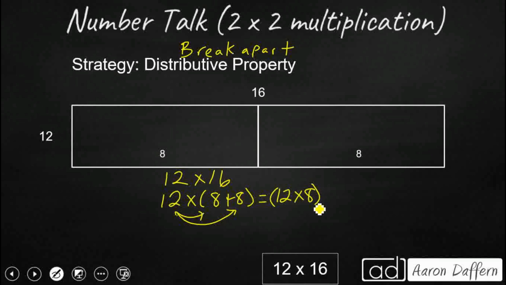So I'm just going to multiply it by that half, and that's 96. Then I'm going to add the 12 times that other 8, so that's that other half, and there's my partial products, 96. And hopefully you got that together. 90 and 90 is 180, 6 and 6 is 12. So you should have 192.